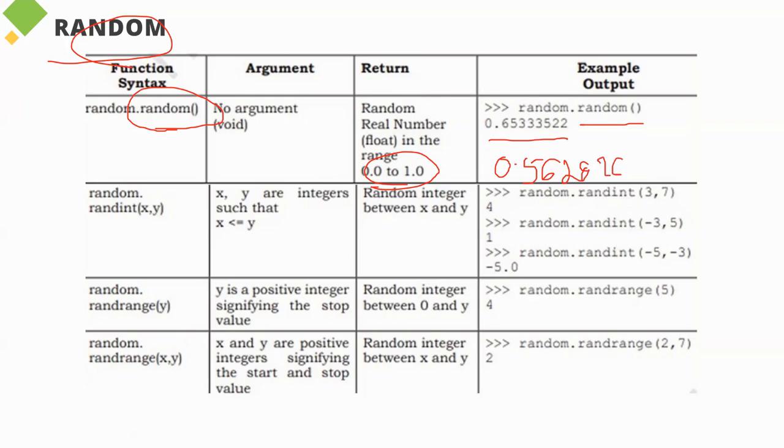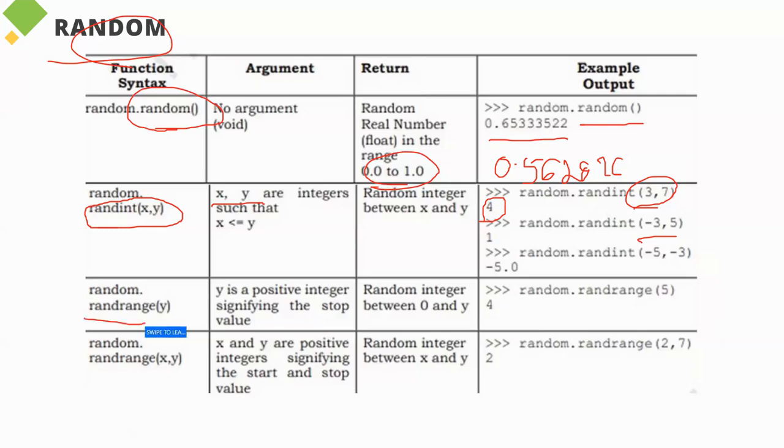And random.randint(x, y) takes two parameters, x and y, and generates an integer between x and y. If it is from 3 comma 7, it gives 4. And if it is from minus 3 comma something in that range, it provides a random integer.